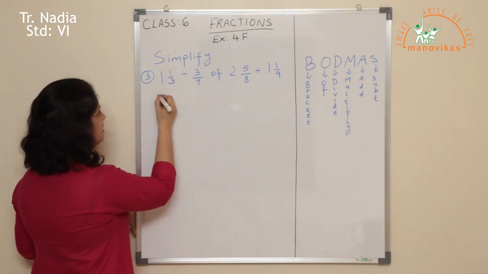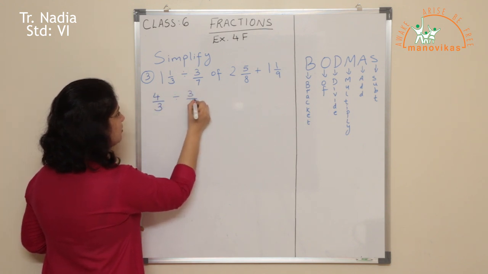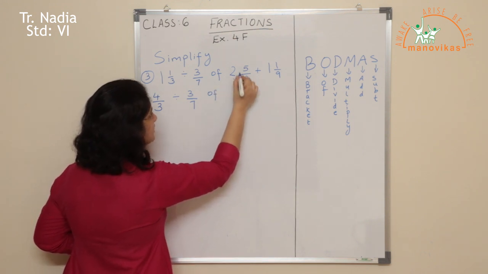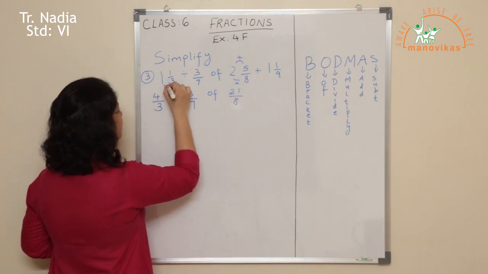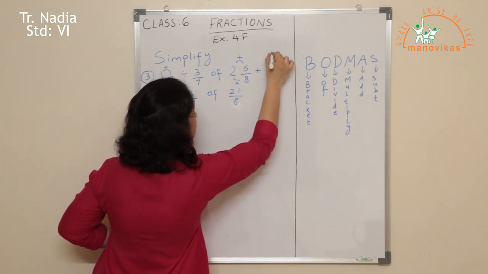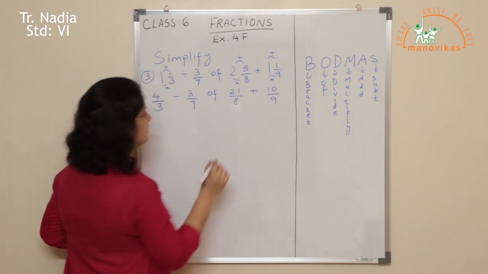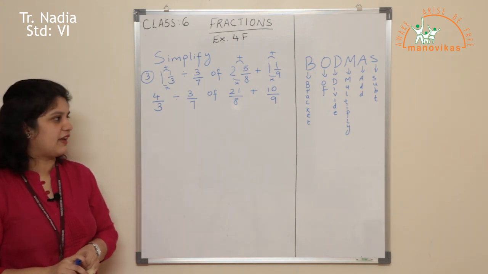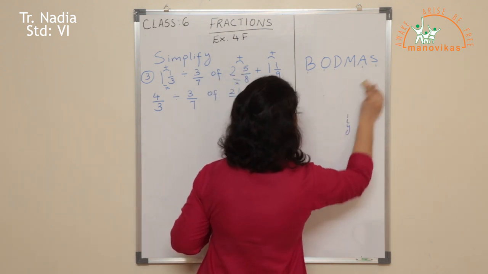So 1 1/3 will become 4/3, divided by 3/7 of, this will become 8 2s are 16 plus 5, 21/8, and this will become 9 1s are 9 plus 1, 10/9. Okay, so in the first part I have converted everything to fractions. Now let's see how we apply BODMAS and solve it.